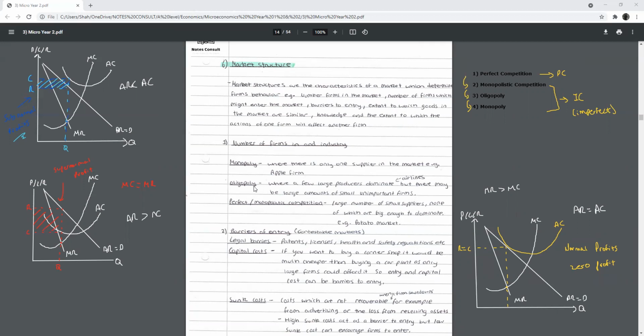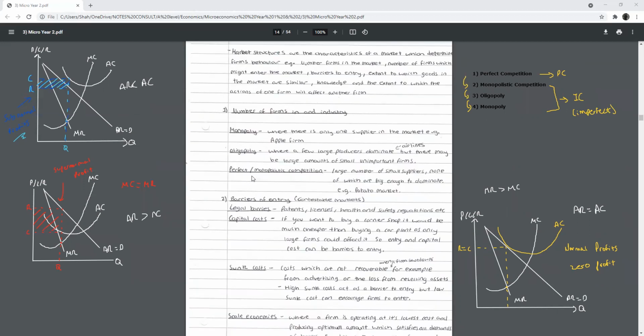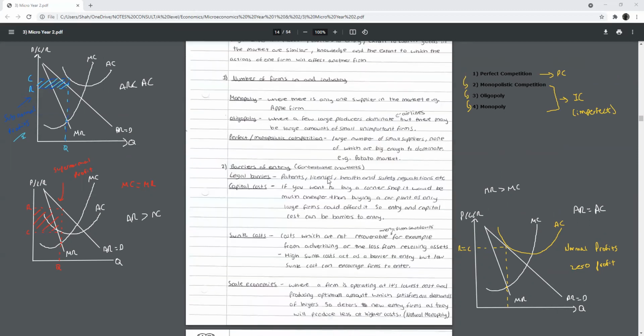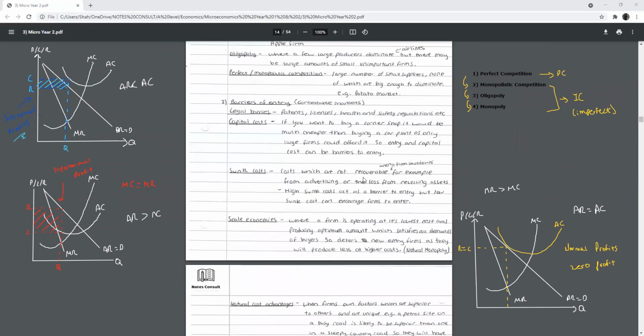An oligopoly, what's a firm in an oligopoly? So this is where we have not one firm now. This is when we have a few large producers that dominate the market. For example, the airline industry. What about in perfect competition? So these are a large number of small suppliers, none of which are big enough to dominate the market. For example, the potato market. It also says slash monopolistic competition, but don't worry about that. We'll look at that later.